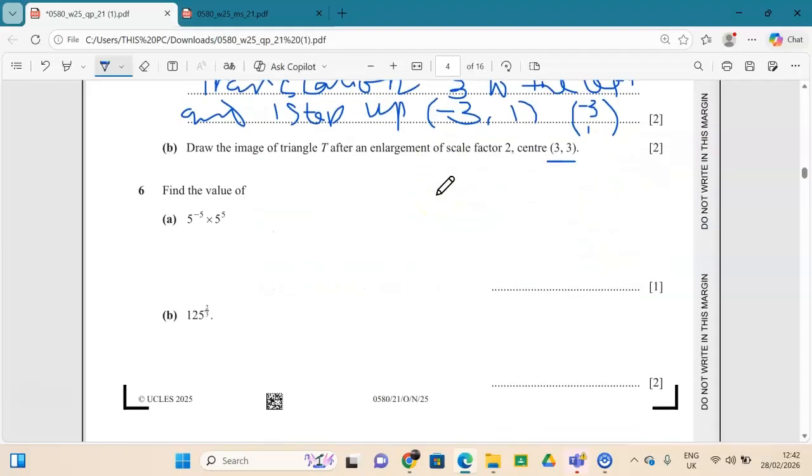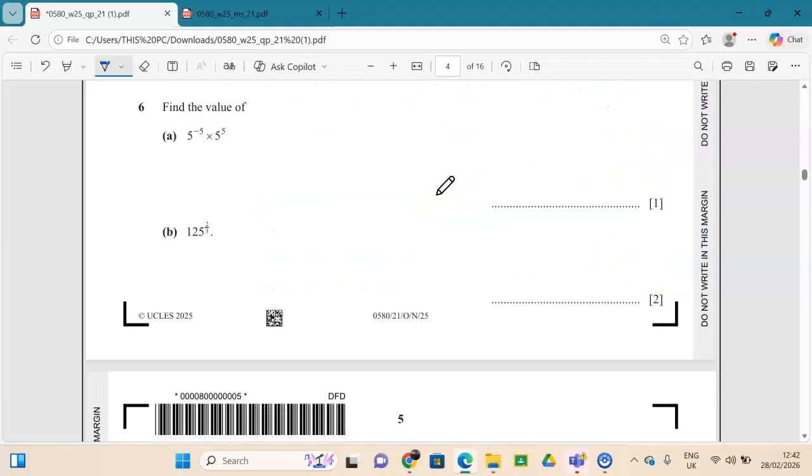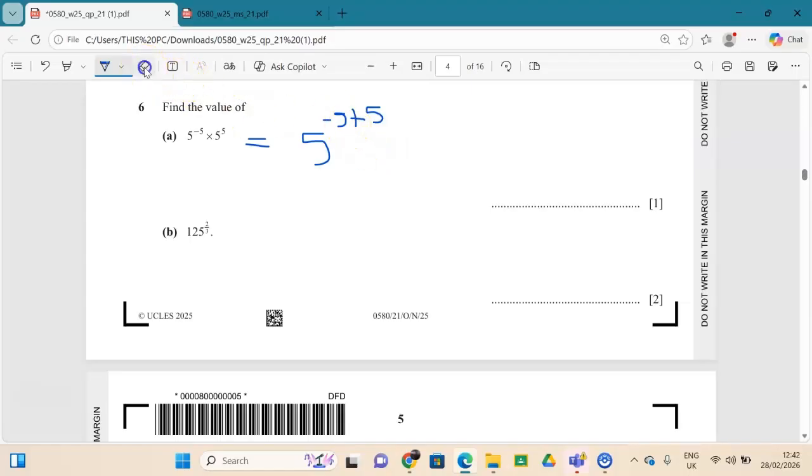So we go to the next question. We say find the value of, this is indices. Don't even allow them to trick you. Find the values of, so using your indices law, when you have multiplication, what do you do? You add the powers. The bases are the same. So I'm going to say 5 raised to the power of negative 5 plus 5. Because I'm adding the powers. Negative 5 plus 5.